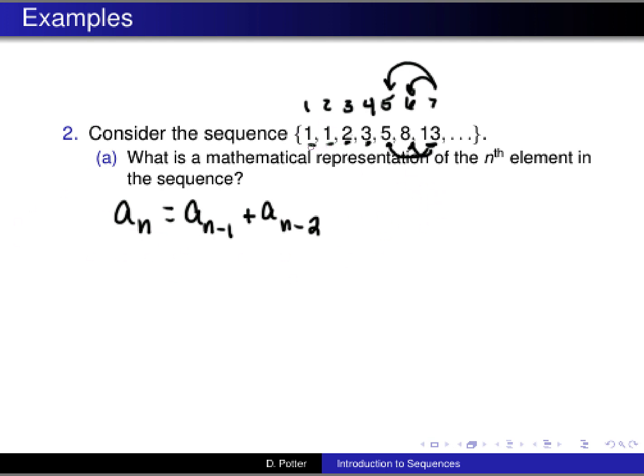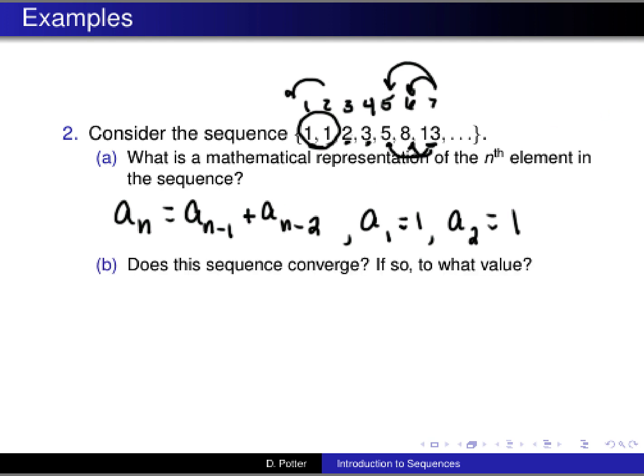And if I've got a recursive definition, I've got to make sure what my starter is, because this pattern would not work for these two because I can't look backwards two values. But I can tell you that a sub 1 is 1 and a sub 2 is also 1. I like to think of this like the primer. This is what starts everything. And once I have the first two values, that's enough to give me everything else here.